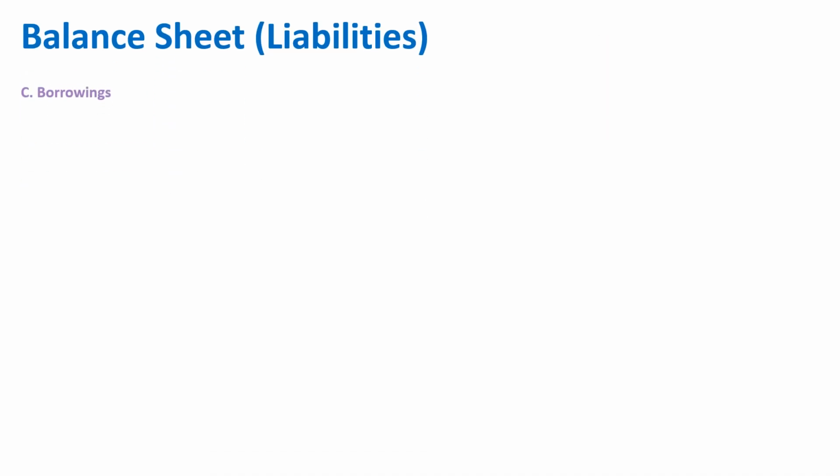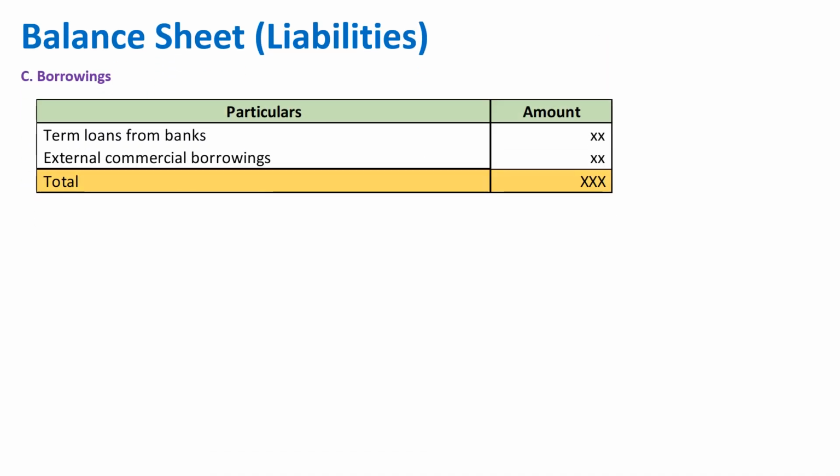Next item to be reported is borrowings. So a company can have different types of borrowing, you can list them down here. As an example I've shown here, term loan from banks, you have to report it here. Is there any ECB loan? If yes, then you have to report external commercial borrowing also.